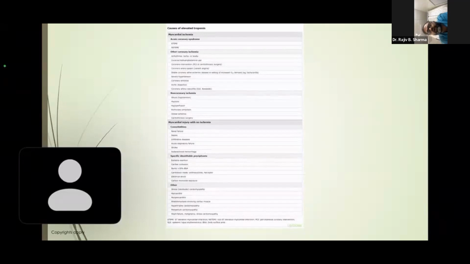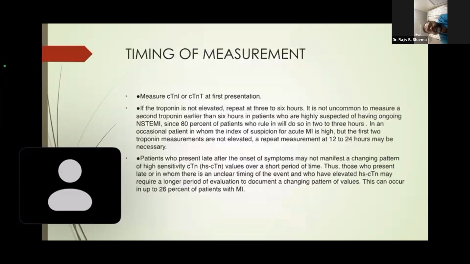We call them MINOCA, myocardial infarct with normal coronary arteries. Myocarditis, myopericarditis, rhabdomyolysis, hypertrophic cardiomyopathy, peripartum cardiomyopathy, heart failure. So LV dysfunction of any cause, alcoholic cardiomyopathy, beriberi cardiomyopathy, thyroid cardiomyopathy, ischemic cardiomyopathy, any cause of cardiomyopathy can elevate cardiac troponins. So when do we measure troponin?